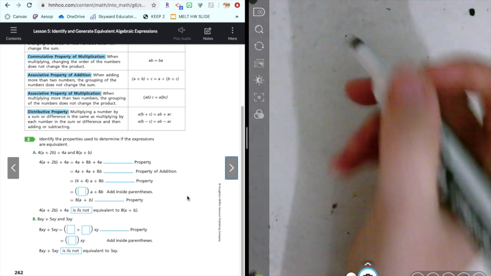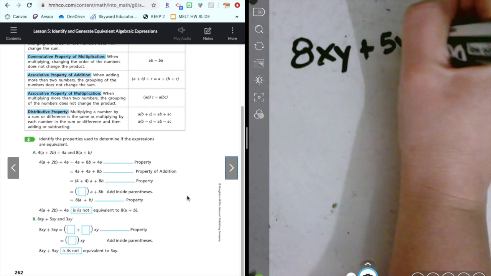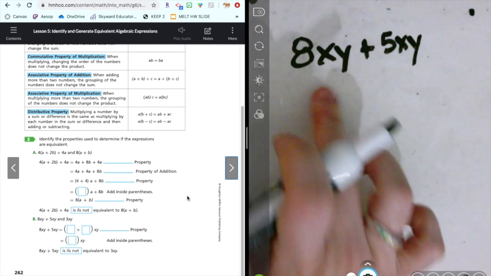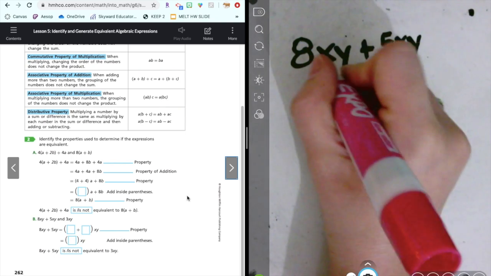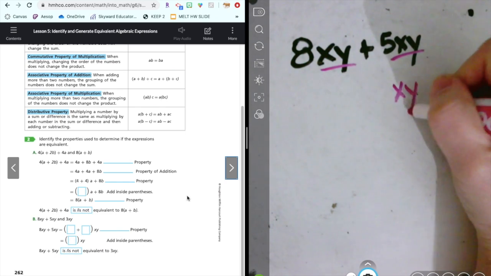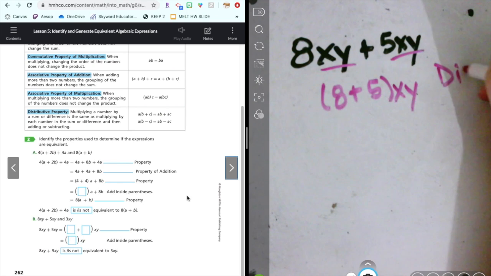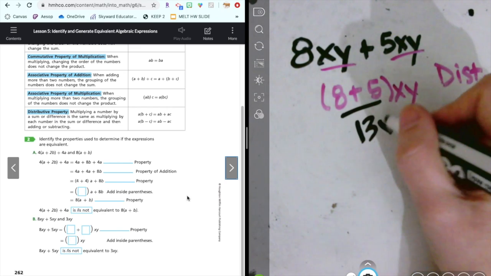All right, this one says 8xy plus 5xy and 3xy. So the "and" shows my two different expressions. Okay, so we're going to look at this 8xy and this 5xy. Do you notice how they both have xy, right? So let's take that xy out from both of them and then put their coefficients in parentheses. That's the distributive property. Okay? And then we can add what's in the parentheses and get 13xy.